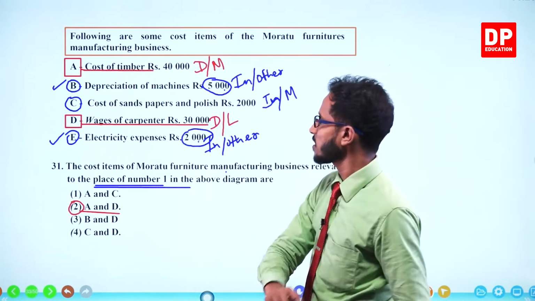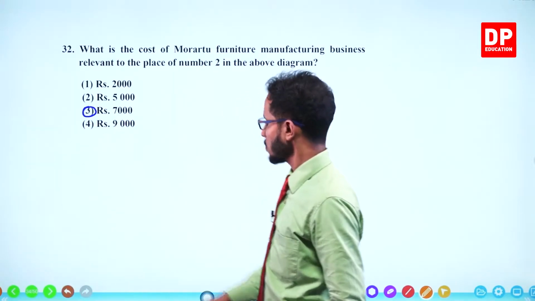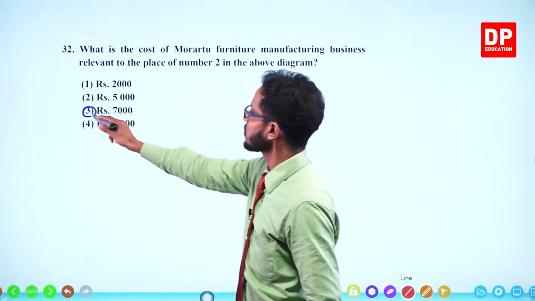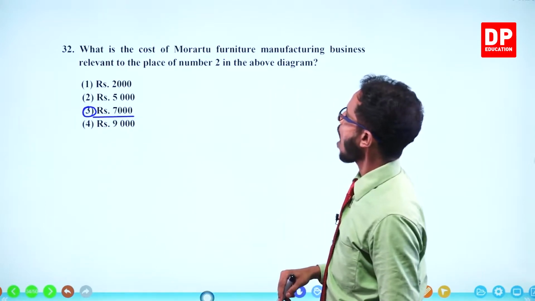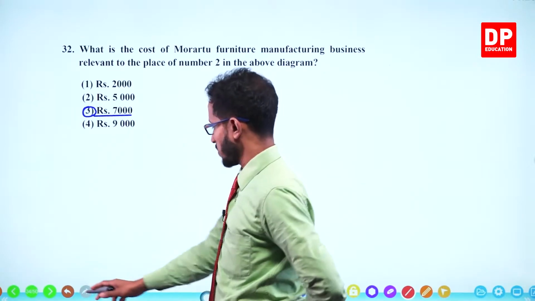5,000 and 2,000, it's 7,000. It's here, no problem. 7,000 is here. Okay, done deal. We are moving on to the next question.